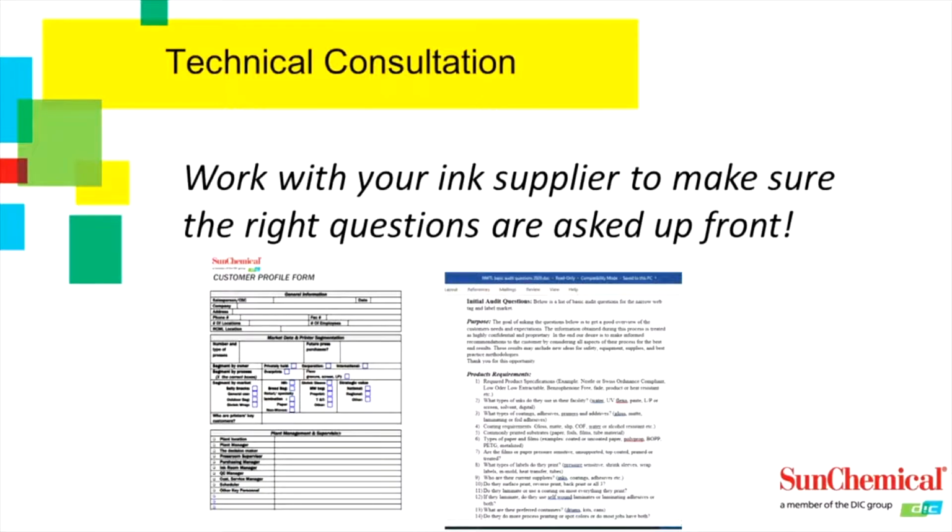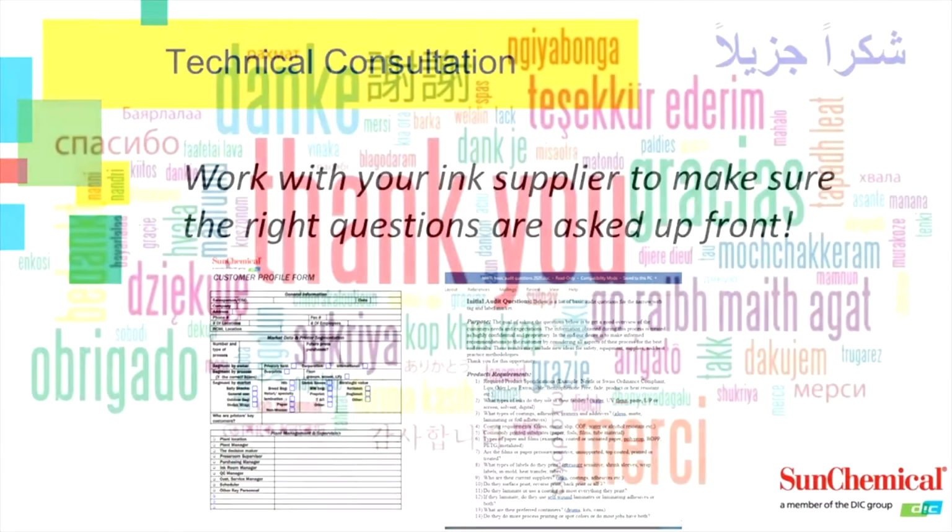Ask for a technical consultation. Ask your ink suppliers. Ask Sun Chemical. Have somebody come in and do an audit, work with you on all of your projects. That's the best way to do an audit, to do a customer profile, to understand what your target is and what your product is. Second to none, the ability to offer not only an ink, but also the technical support and know-how in the laboratory and in the field is critical. So don't go it alone.